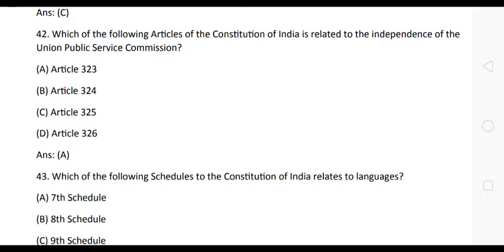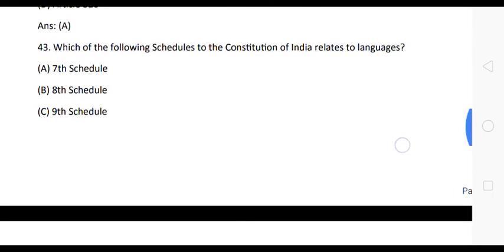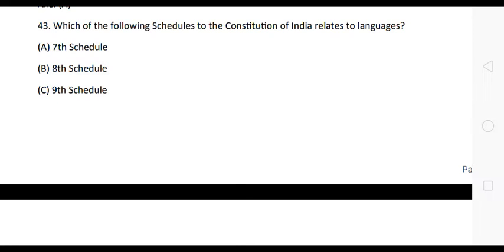The next question is, which of the following articles of the Constitution of India is related to the independence of the Union Public Service Commission? The correct answer is option E, Article 323. The next question is, which of the following schedules to the Constitution of India relates to languages? Everybody knows it. The correct answer is option B, Eighth Schedule.